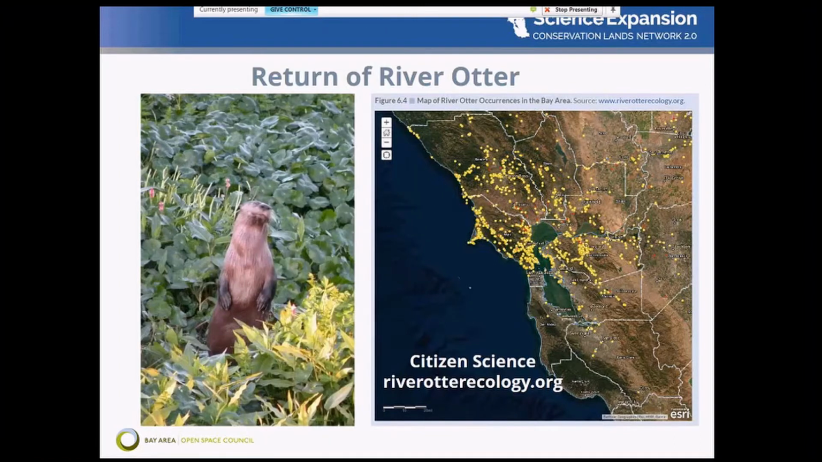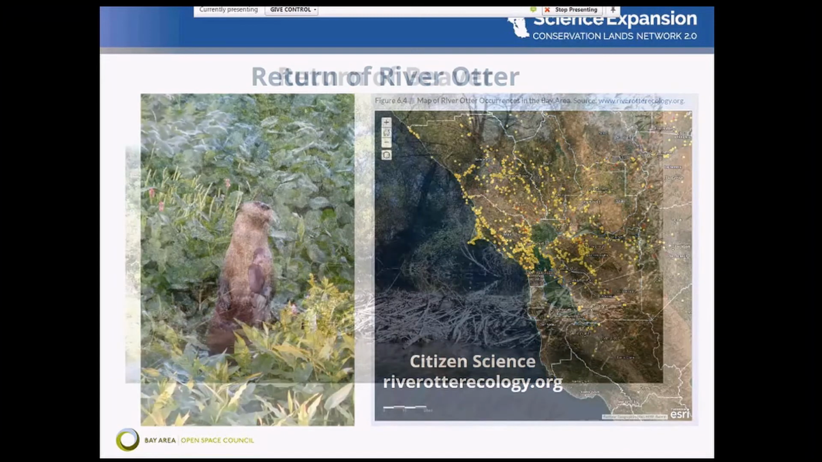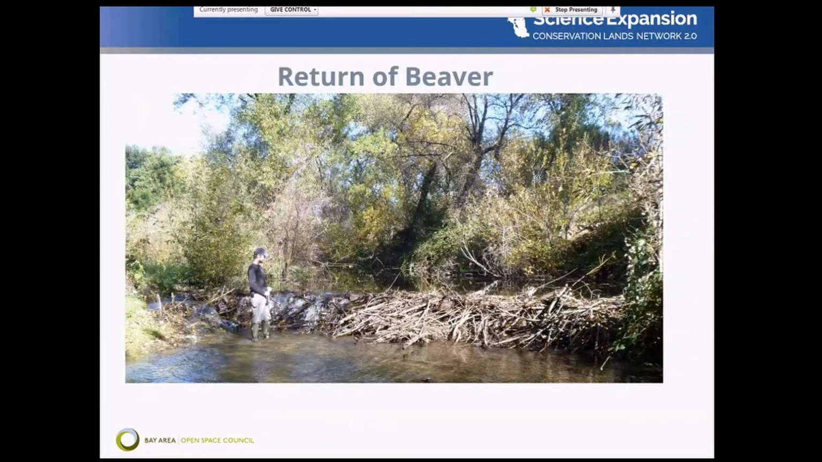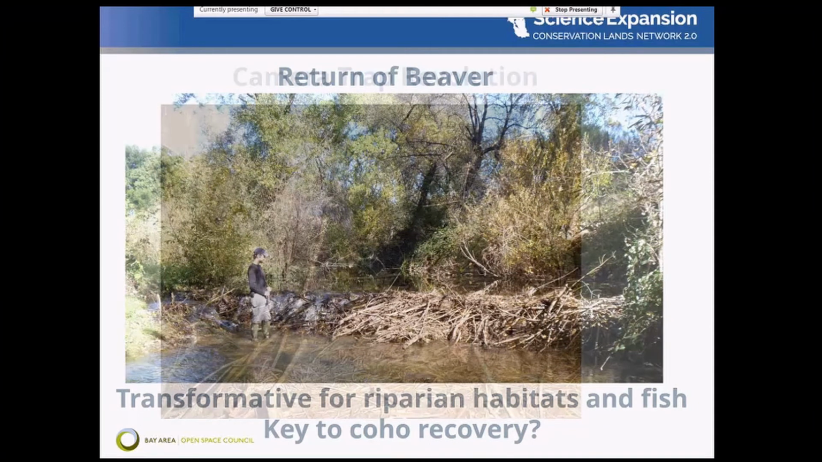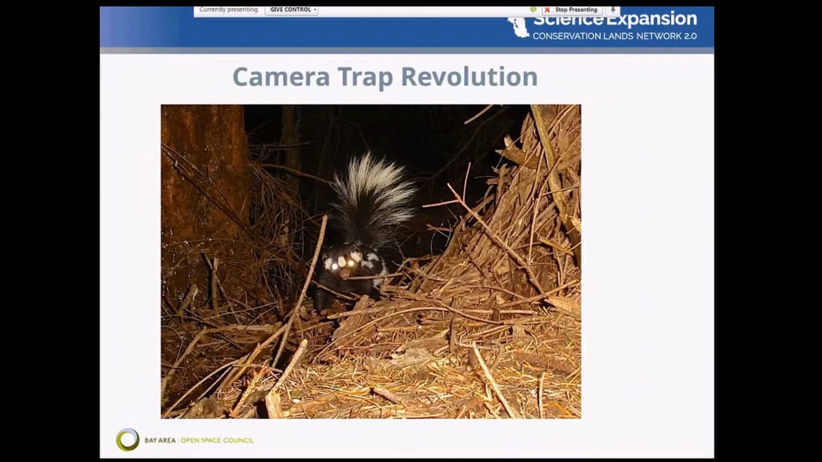Okay. Yeah, so river otter has returned. Let's keep moving on. The next slide. Okay, so beavers are returning to a lot of river systems in the Bay Area. They really are ecosystem engineers. Advance, please. And they're really transformative for riparian habitats, fish and other creatures. And there's some thought that they may be the key to coho salmon recovery.